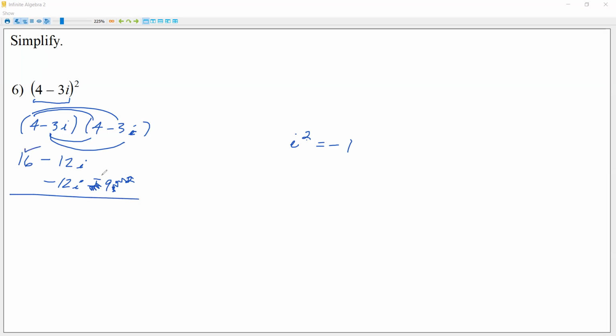I've got a 16 and a negative 9. 16 minus 9 is 7. And then I've got negative 12 minus 12 is negative 24. And those are the i terms. So 7 minus 24i, that's my solution.